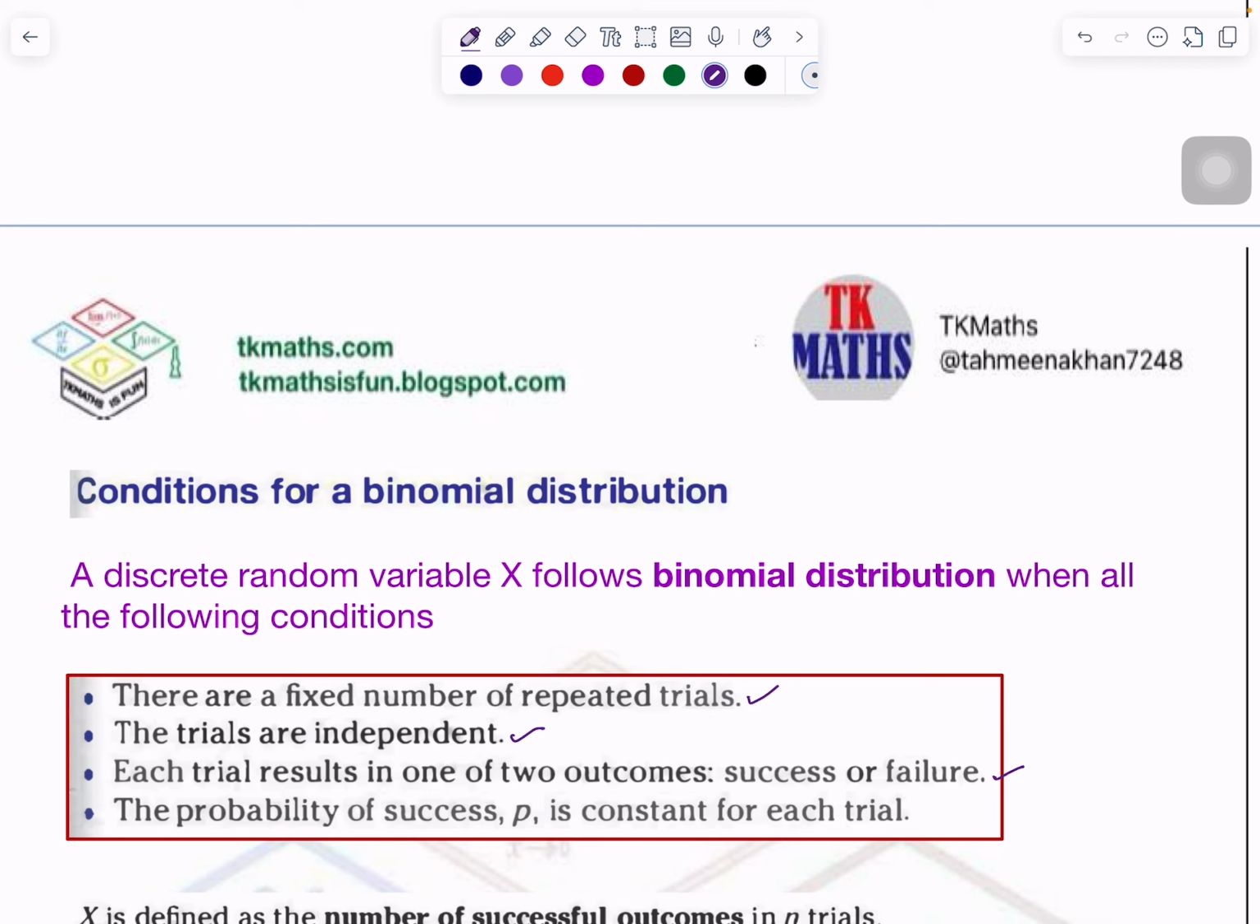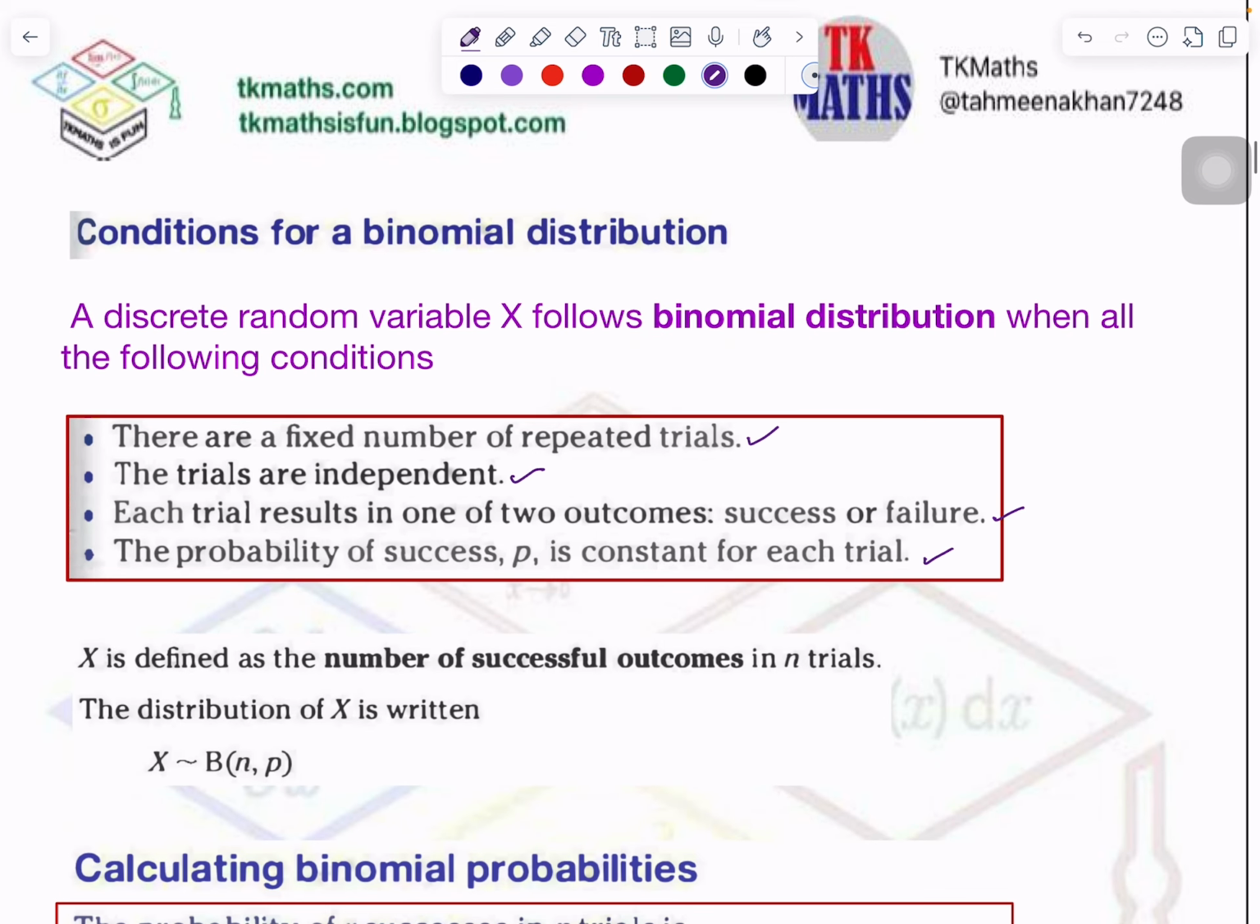So what was happening in the above example? In a toss, head or tail, 2 outcomes only. And the probability of head and tail was not changing every time. It remained the same. And the probability of success is also constant in each trial. So these are the 4 conditions you must know by heart and you should be able to mention them.